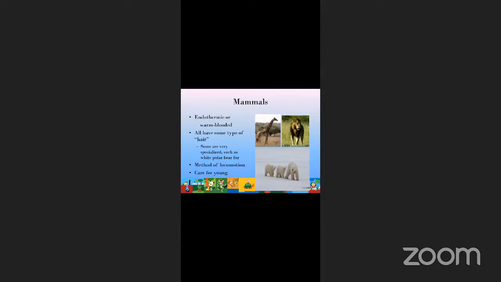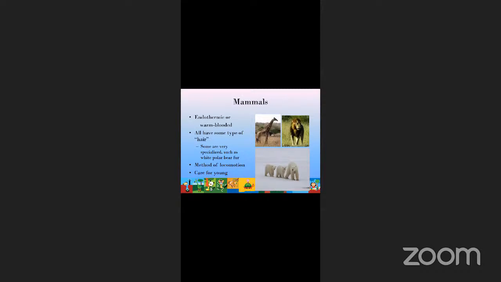First is mammals. Mammals are endothermic or warm-blooded. All these mammals will have hair, some type of hair, that is fur. But according to the environment, there will be some specialization. In the white polar bear, the fur will be more thickened because they are living in very cold conditions, compared to those animals which are living in a hot environment.